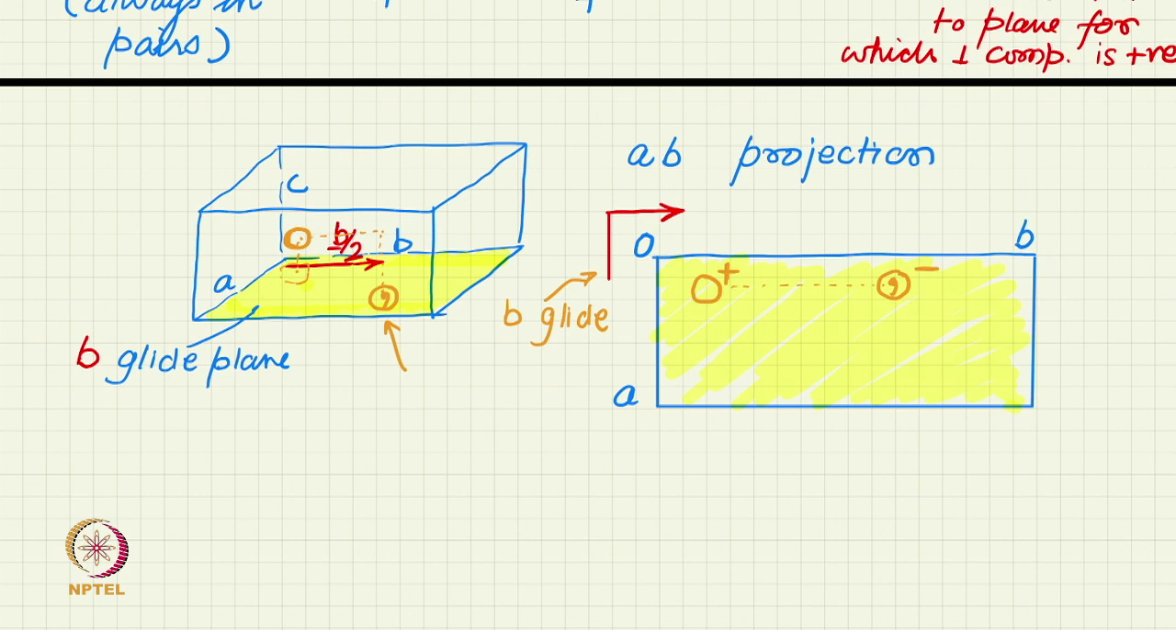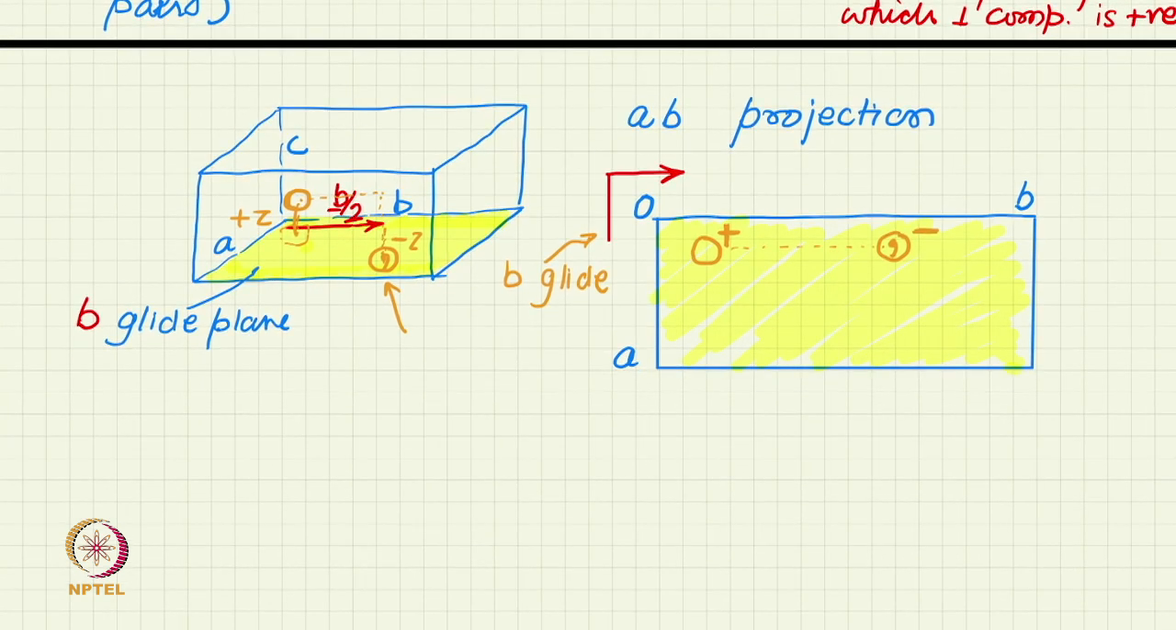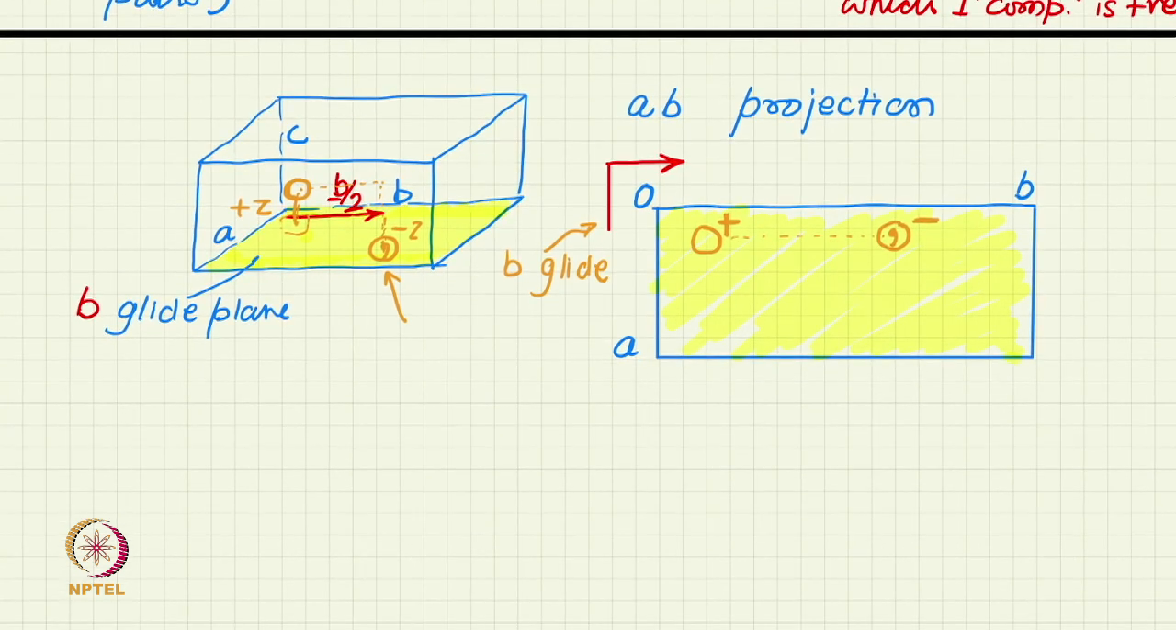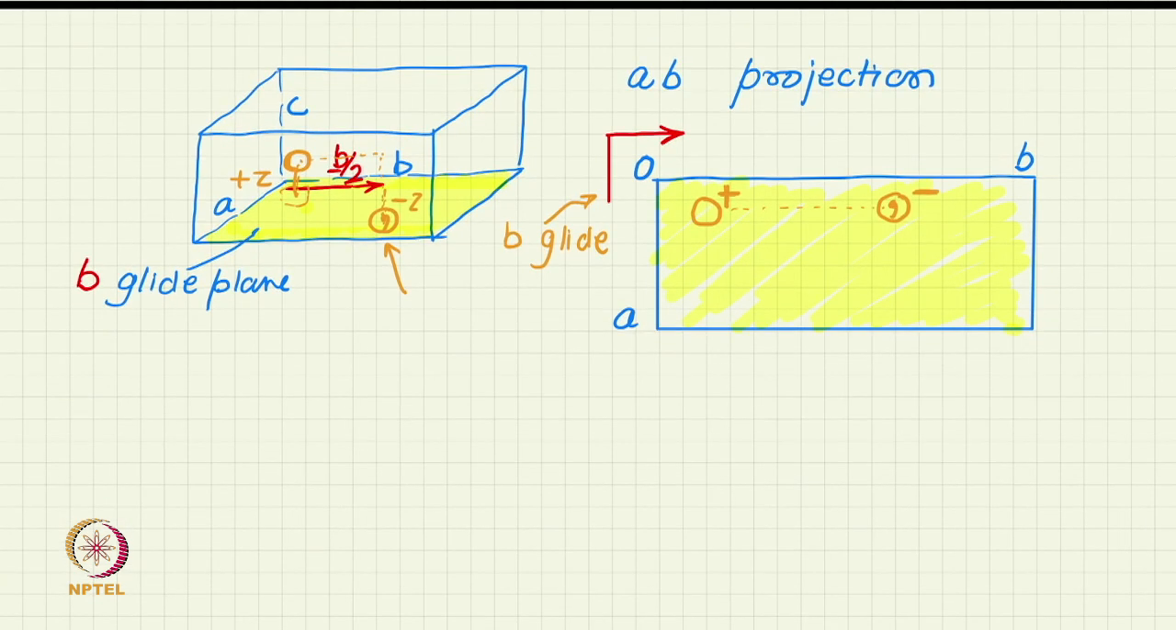In fact, if this height was z, so the height is plus z. Plus z is represented simply by plus for economy, and the same height will be represented below. So, it will become minus z. Minus z is represented simply by minus. So, that is the AB projection. What about BC projection or AC projection? So, let us create that also.